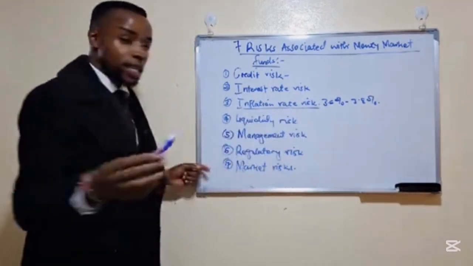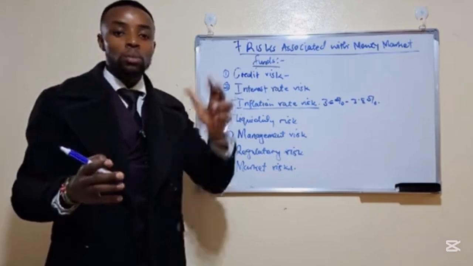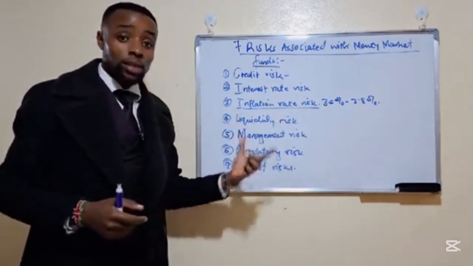It affects a lot because here we are saying that we are supposed to put our money in a fund, in an account that is going to beat the inflation rate. All right. The fourth risk, we are talking about the liquidity risk.